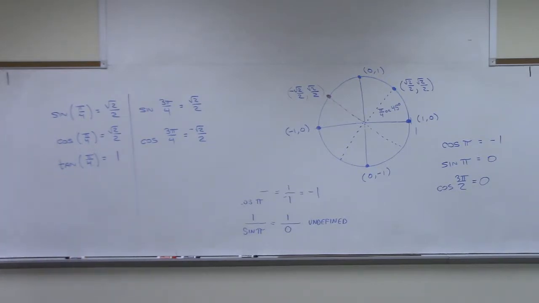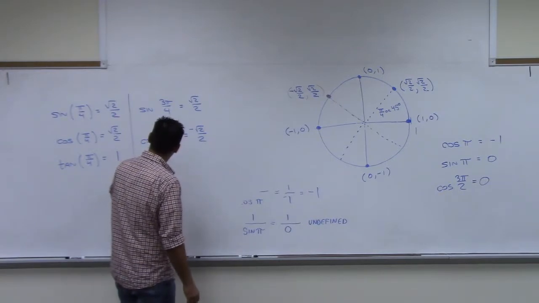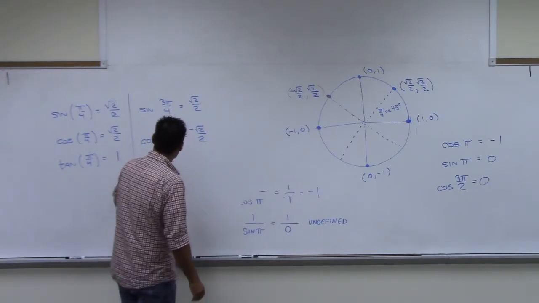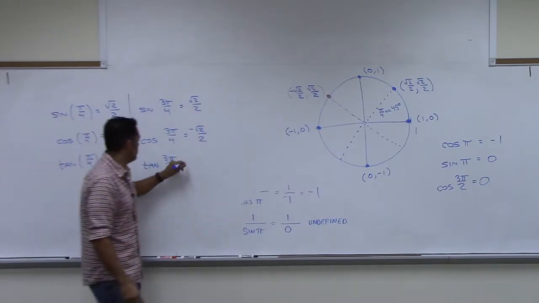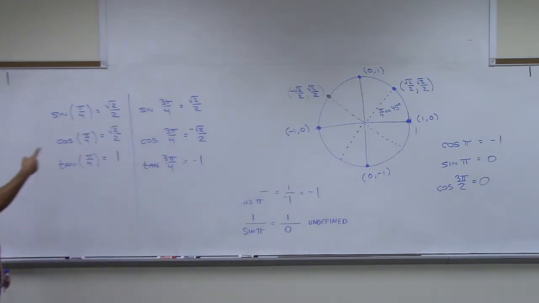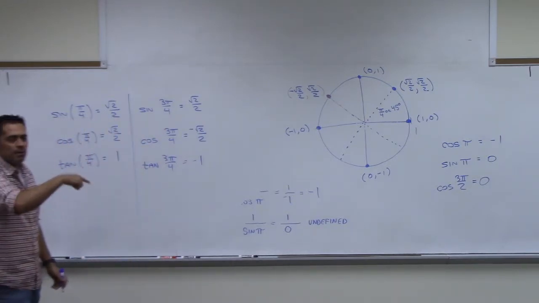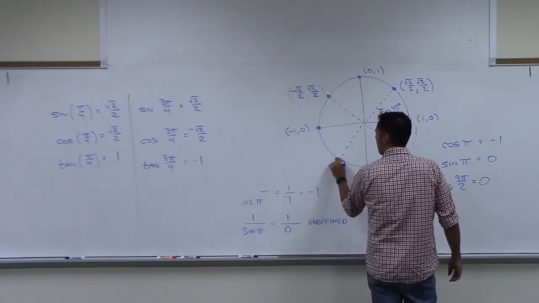All right? What is tangent of 3 pi over 4? Negative 1. Because now when you take the ratio, same numbers, opposite signs, you're going to get negative 1. All right. Let's see if we can fill out the rest of the points now for the 45-degree angles using the same idea of the symmetry. How about this point down here?